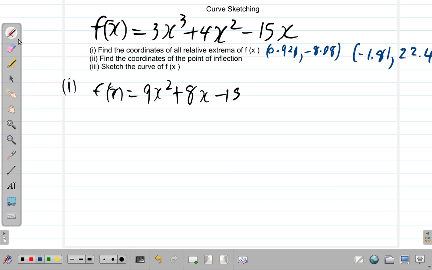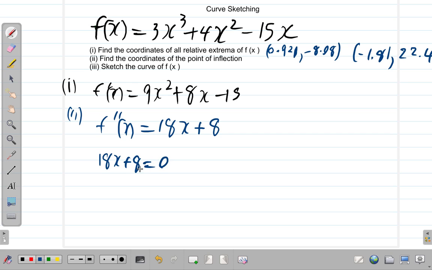So now we have the first derivative. Part 2, we're coming to the coordinate of the point of inflection. F prime x is this. So f double prime x then is 2 times 9, 18x plus 8. That is the second derivative. Now when 18x plus 8 equals 0, what we have is 18x equal negative 8. So x is negative 8 over 18, which is the same as negative 4 over 9. 2 into 8 goes 4, 2 into 18, 9.